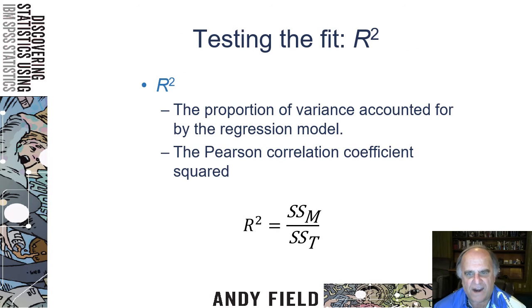And then we can also get R squared. R squared is the proportion of variance accounted for by the regression model. It's actually the Pearson correlation coefficient squared. So in this case, a single variable model, it's simply going to be the Pearson correlation coefficient squared. And of course, we can get the correlation coefficient, or R, by just taking the square root of that. R squared is also going to be equal to the sum of squares sub M divided by the sum of squares sub T, or the sum of squares model divided by the sum of squares total, which is interesting.